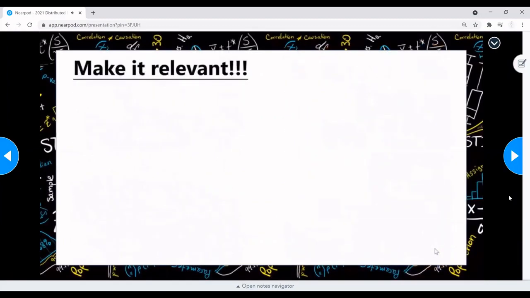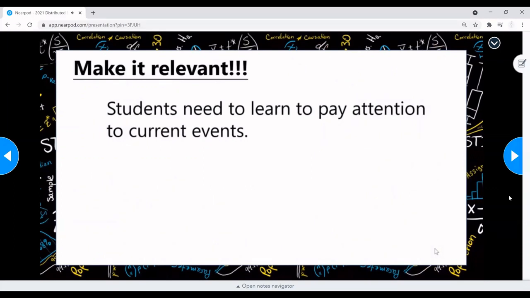First thing is we got to make it relevant. Students need to learn to pay attention to current events. Most don't. Lord knows I didn't care when I was their age, but looking back, I wish I had learned to pay attention. So modeling this behavior of staying abreast of the political activity of our country is crucial if we want educated citizens who will take their right to vote seriously. So that's the end of my soapbox.